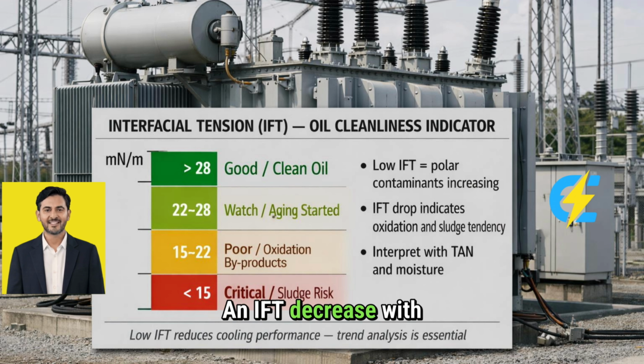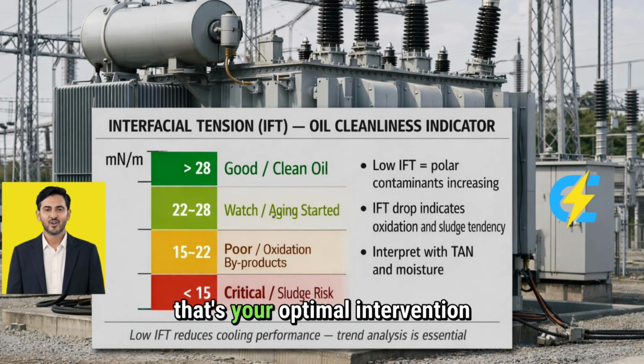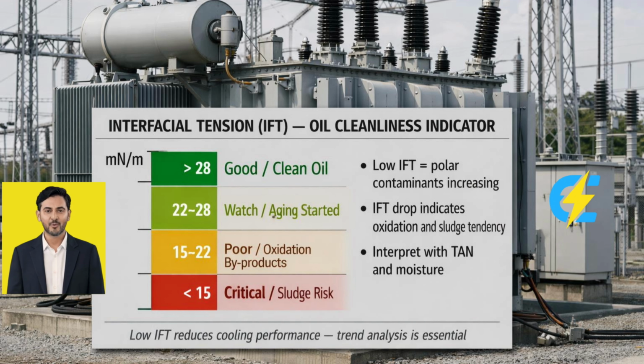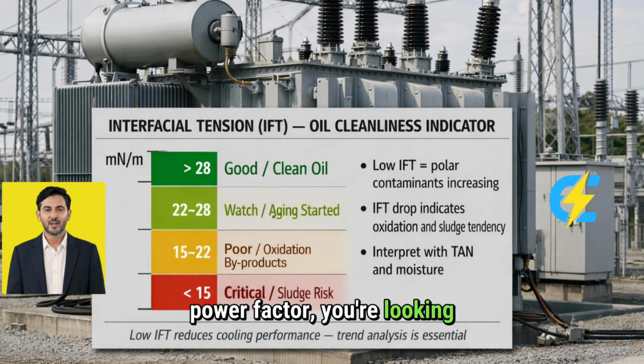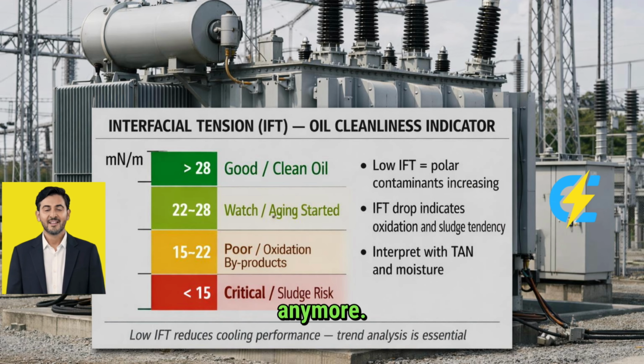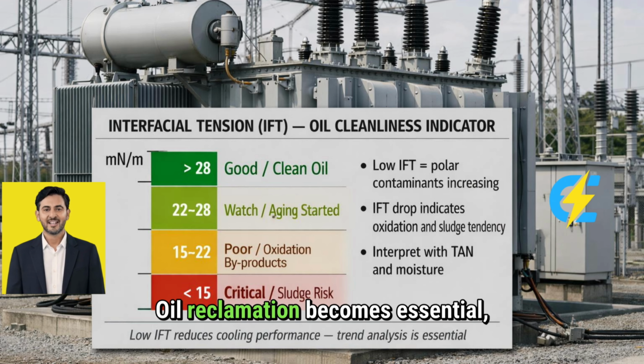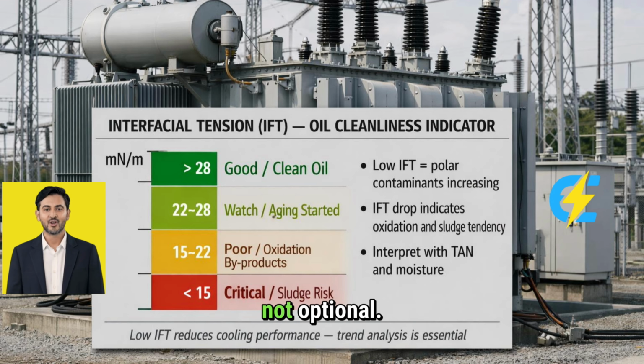An IFT decrease with a slow TAN increase, that's your optimal intervention window. You still have time to act. However, when you see low IFT combined with high TAN and high power factor, you're looking at advanced oil degradation. Simple filtration won't help anymore. The damage is systemic. Oil reclamation becomes essential, not optional.